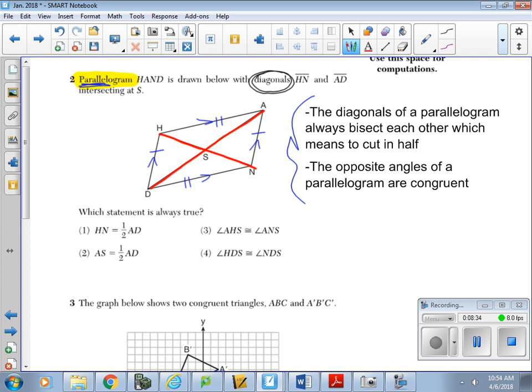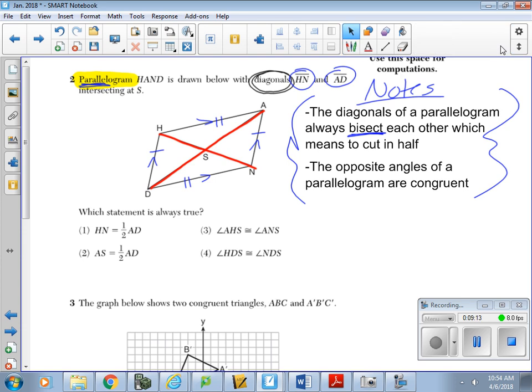There are some other things about a parallelogram. The consecutive angles are supplementary. I don't know if that's going to be important here, but it might be in other problems. Then a couple other notes to write down. The diagonals of a parallelogram always bisect each other, which means to cut in half. That means that when we see these diagonals HN and AD, they bisect each other. It doesn't mean that they're the same length, but they bisect each other.